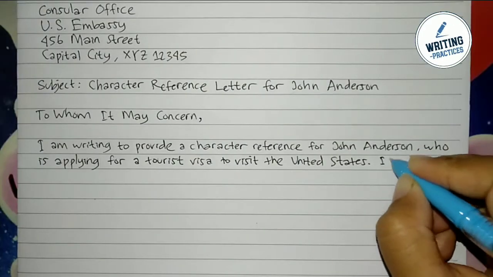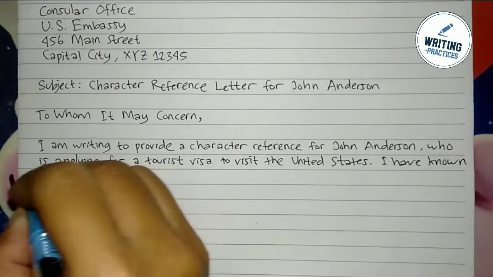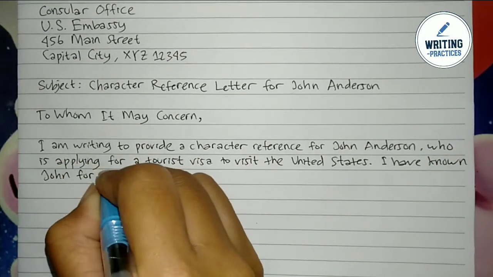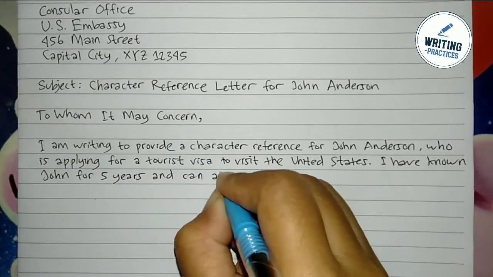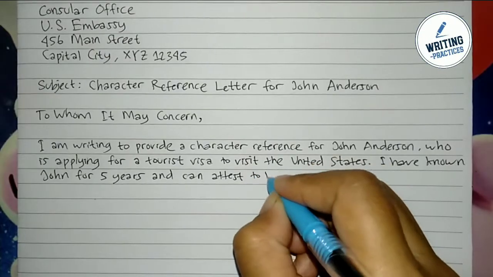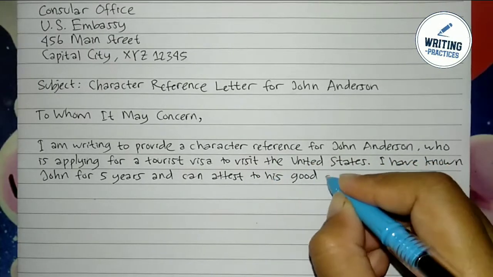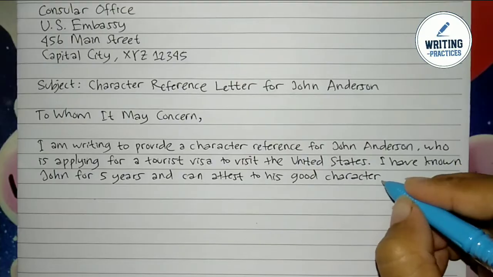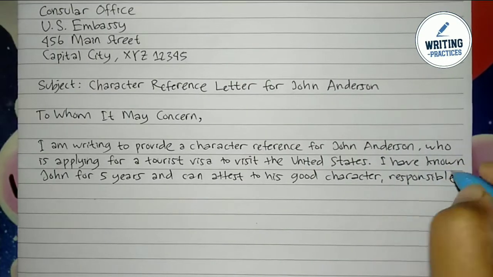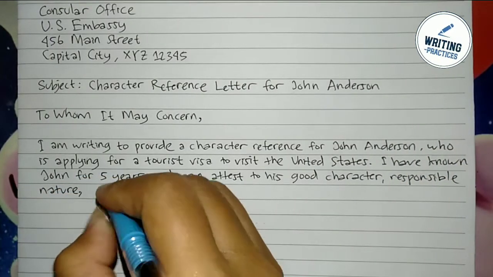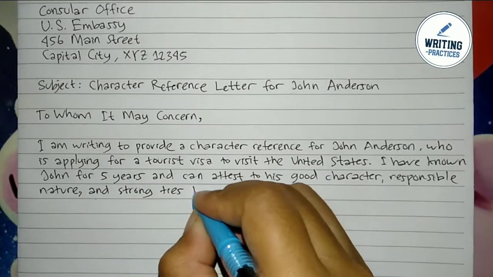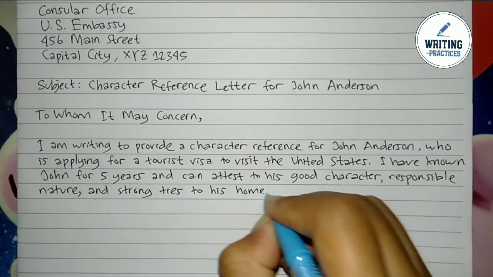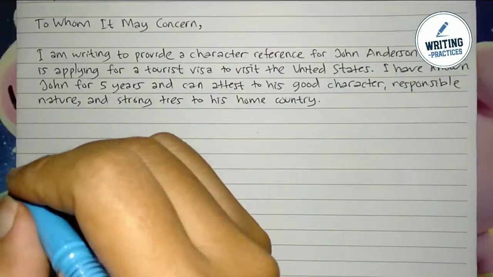After that, the introduction also needs to state the purpose of the letter. And it should give an initial endorsement of the applicant's character and ties to their home country. For example, you may write it this way. I have known John for 5 years, and can attest to his good character, responsible nature, and strong ties to his home country. These are the basic characteristics that are mostly asked about, and you can explain more in the next paragraph.